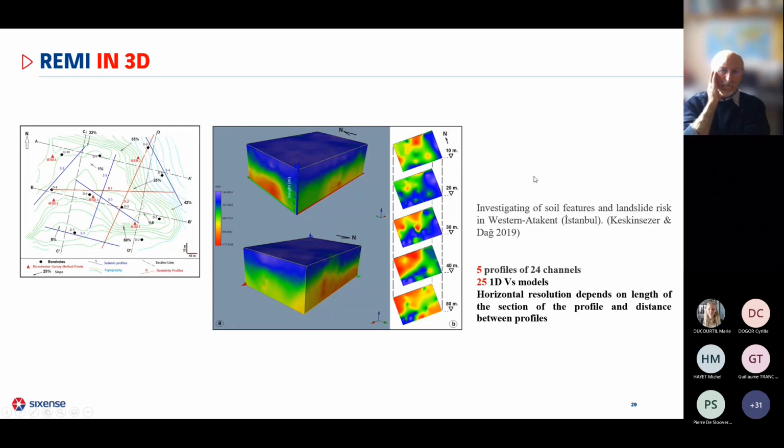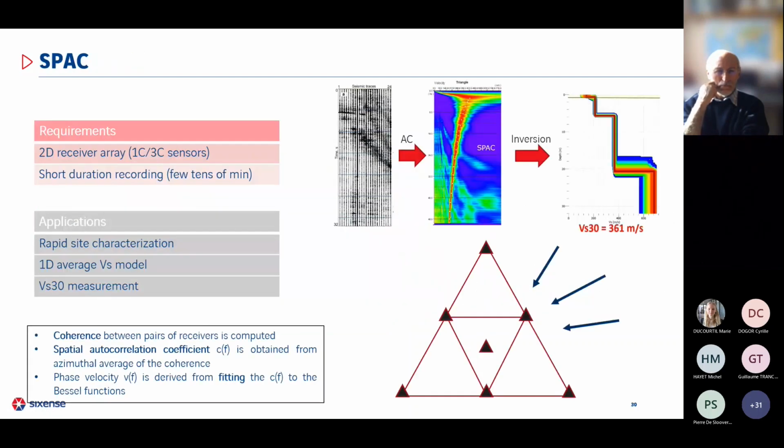So for this study to be reliable, again, I insist on this point, the incidence of the noise should be analyzed and it should be homogeneous in order to be able to use these profiles that have different orientations.